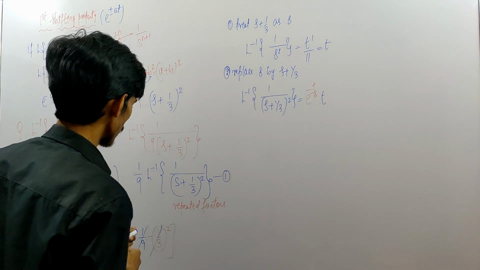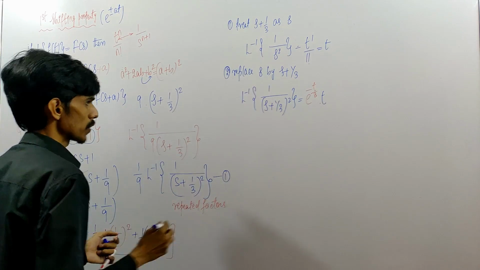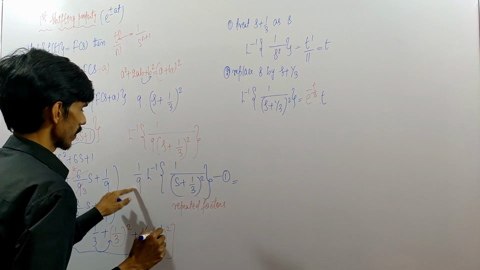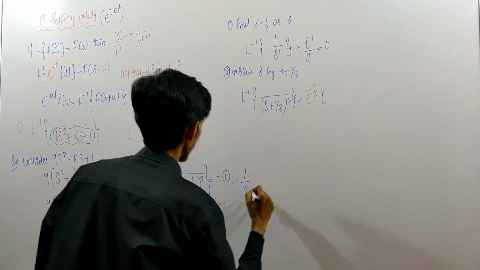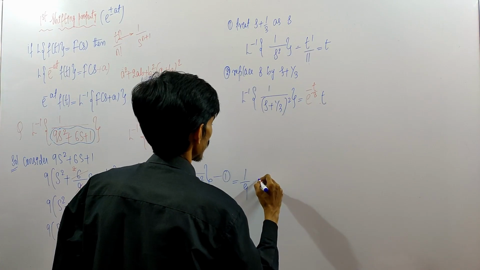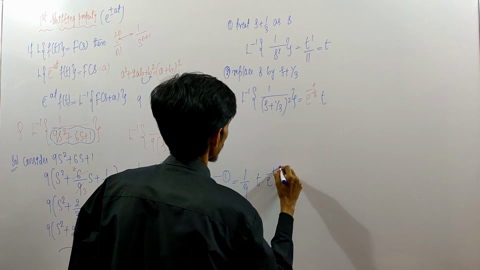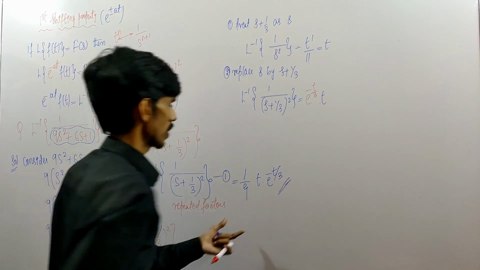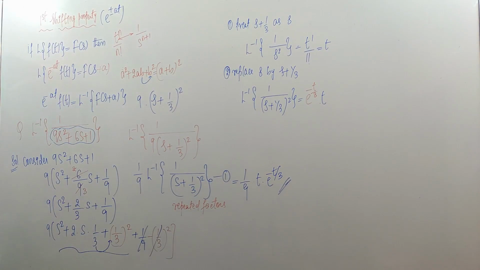Here we have 1 by 9, so substitute this value here. We will get 1 by 9 times L inverse of this value, which is t into e power of minus t by 3. So this is the solution for this question.